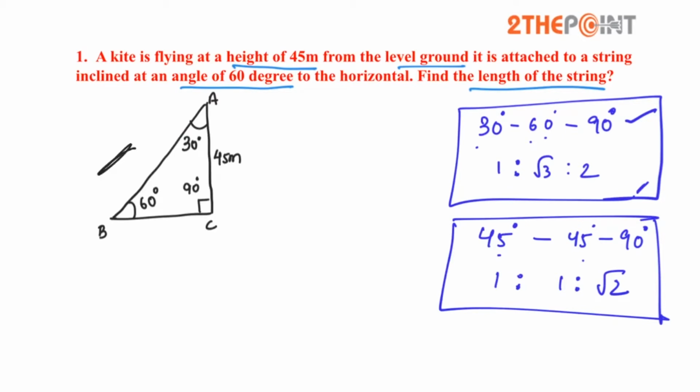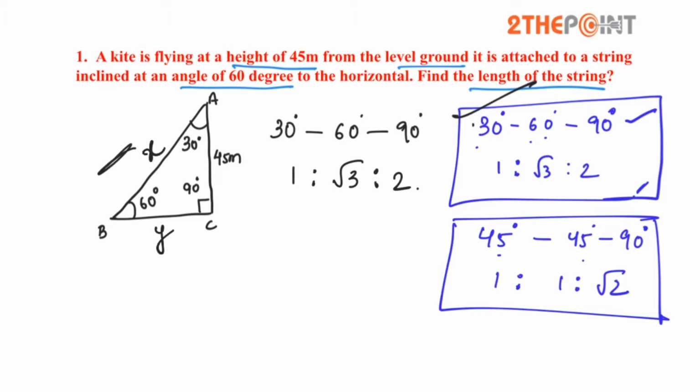This is the data we have obtained from the question. Here it is 30 degree, 60 degree and 90 degree. So use the first ratio, 30, 60 and 90 degree, which is 1 is to root 3 is to 2. For 30 degree, the opposite side will be BC. Let's take it as Y. And for 90 degree, the opposite side will be AB, and let's take it as X. And for 60 degree, the opposite side is AC, which is given as 45 meter.